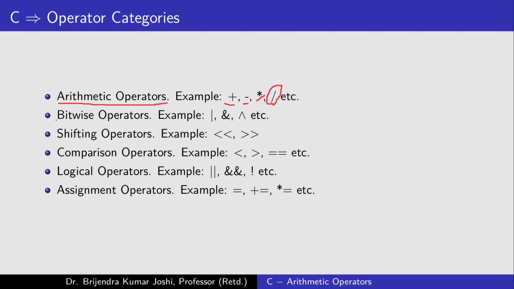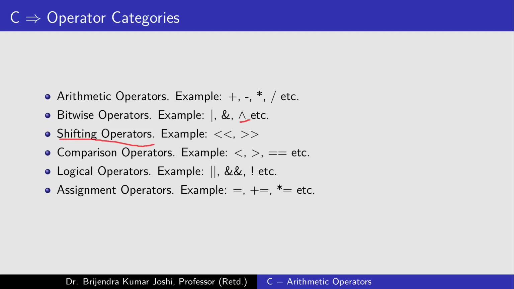division. Next come bitwise operators. Examples are vertical bar, which is for bitwise OR, ampersand for bitwise AND, and this is bitwise exclusive OR. Remember, I've seen a number of students treating it as an exponentiation operator. Remember, C programming language has no dedicated operator for exponentiation. For exponentiation in C, we use the power function, that is pow, which is defined in the standard library. So this symbol is used for bitwise exclusive OR.